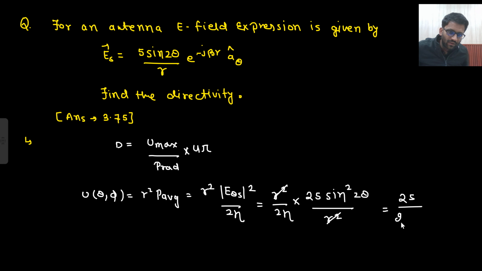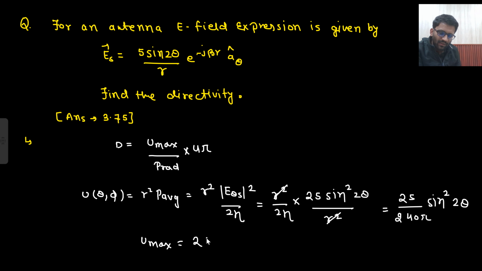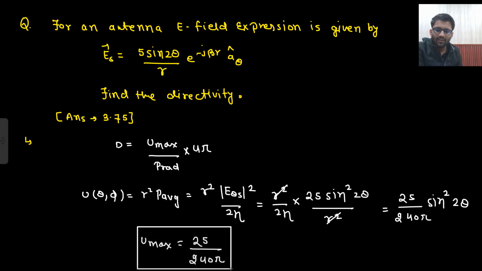25 by 240 pi into sine square 2 theta. So that is your U theta comma phi. And if I need to calculate the U max, what would that be? This maximum value will be 1. So 25 divided by 240 pi. This is your U max. Okay, U max we have got.